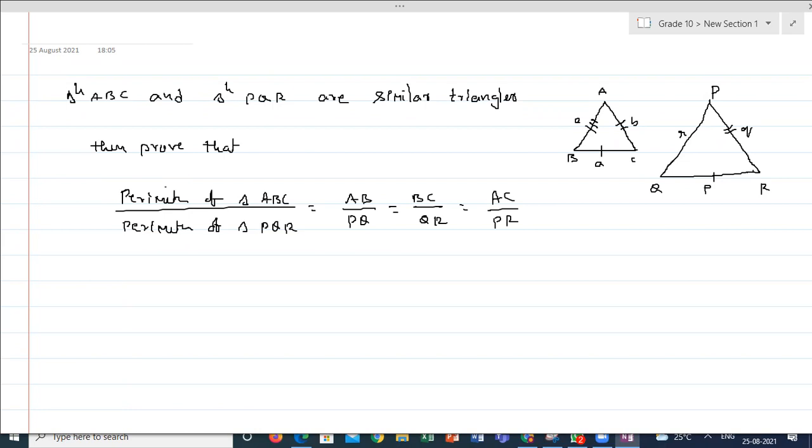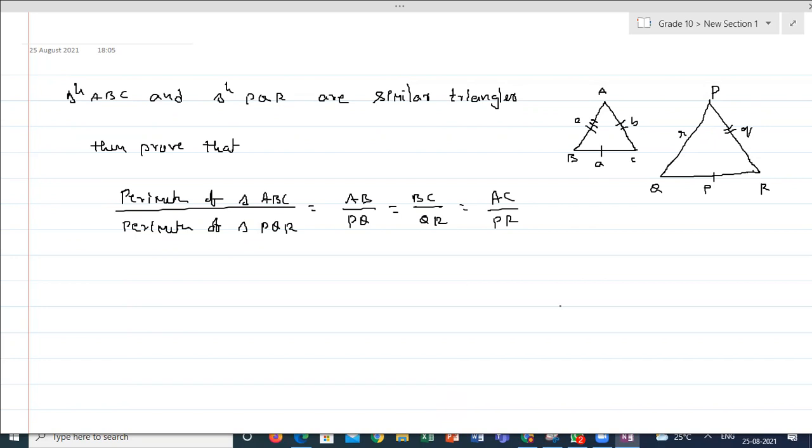Anyone can explain how to do this question? Students, please respond. Guys, with the help of this, we are going to solve one previous year examination question. Please respond, guys. How to do this question? Anyone?